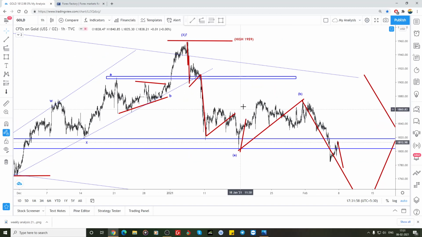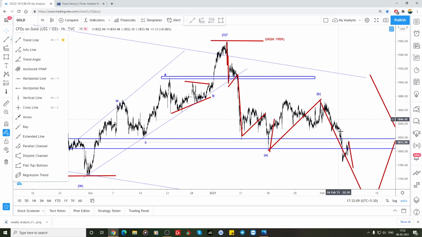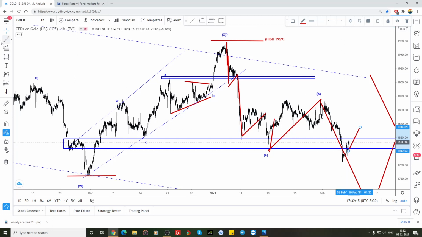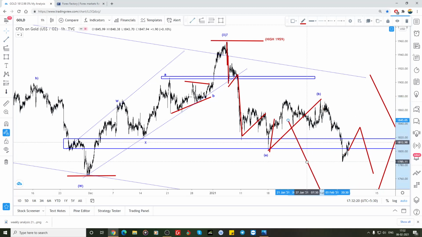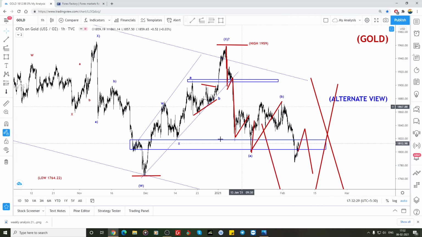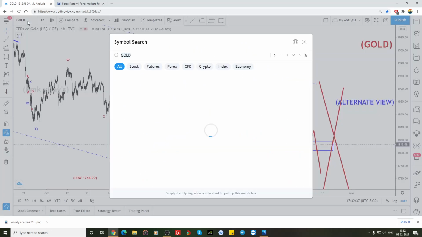So this could be A, or ABC is a W. So this is an X. So this could be a B, and C. It could be completed, or it could make one more high, a little bit, and then it can come down like this also, but not break this low. If it breaks the low, then this high may or may not be reached. But if it did break this low, there is a lot of chance to reach this 2000 again, because it's correlated to silver.